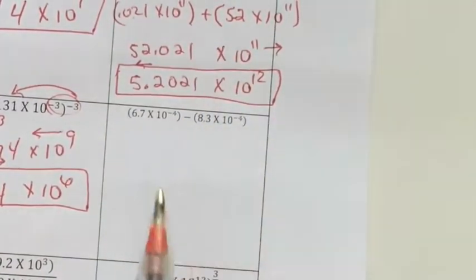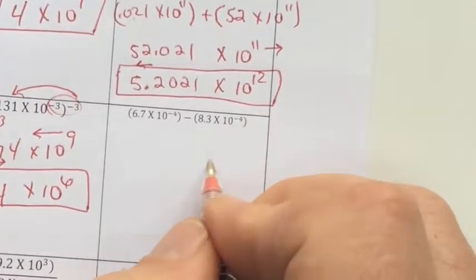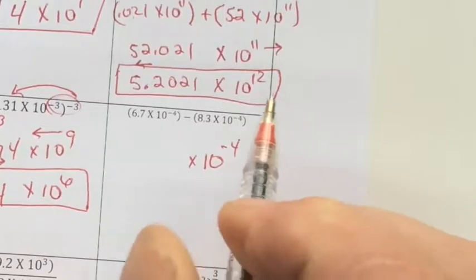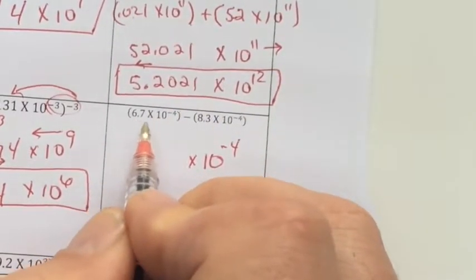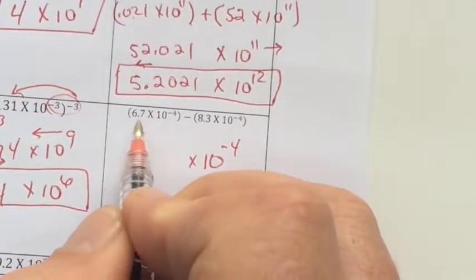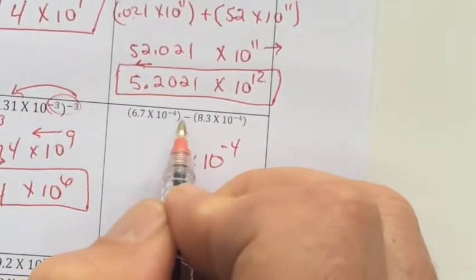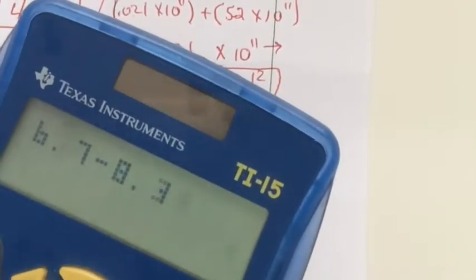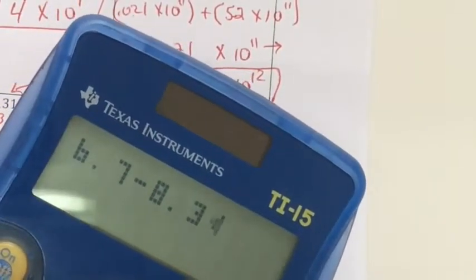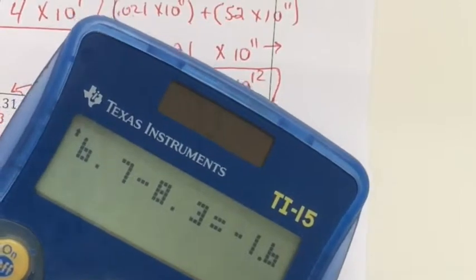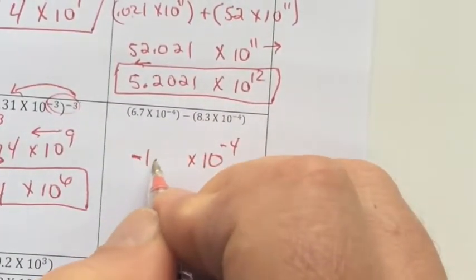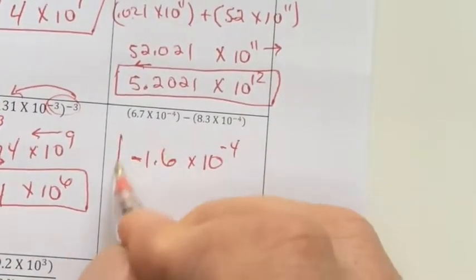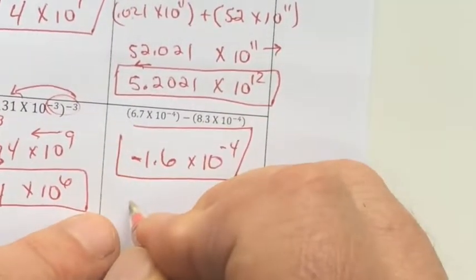Okay, subtraction. I got to have same powers. Okay, good, I do. So I already know it's going to be times 10 to the negative 4. And now in my machine, since we have our machine, I don't even have to really line this up. It's 6.7 minus 8.3. 6.7 minus 8.3 is negative 1.6. Okay, awesome. That's just perfect. I don't have to fix that one. See, that negative is on the number line.